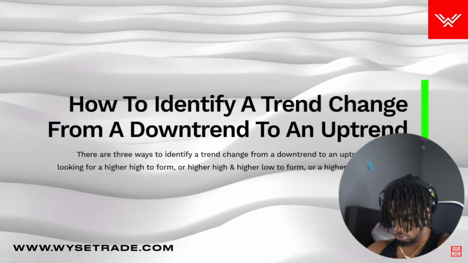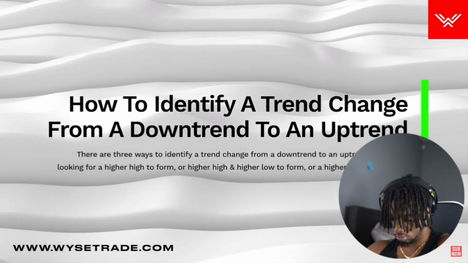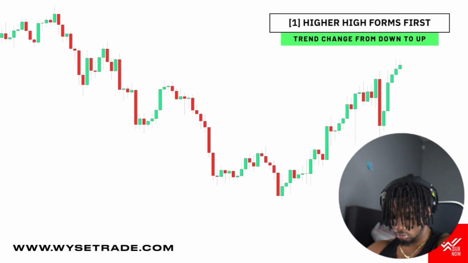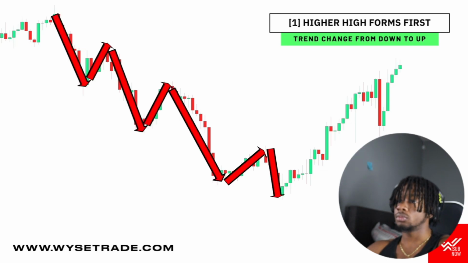So now, how do you identify a trend change from a downtrend to an uptrend? Type 1. You have your moving downtrend through the lower highs and lower lows before a higher high forms.